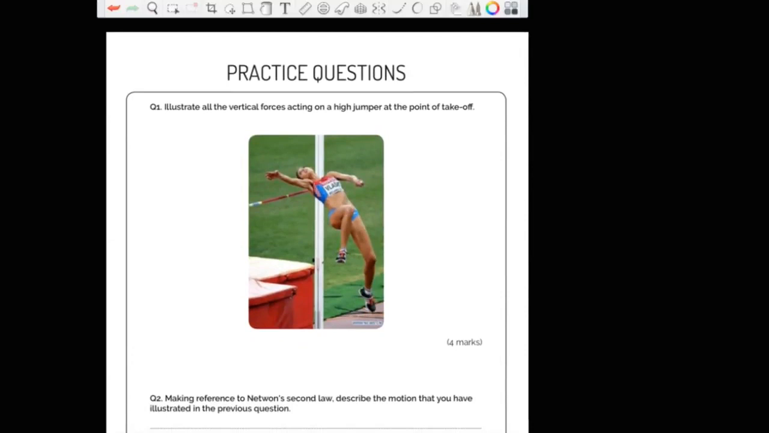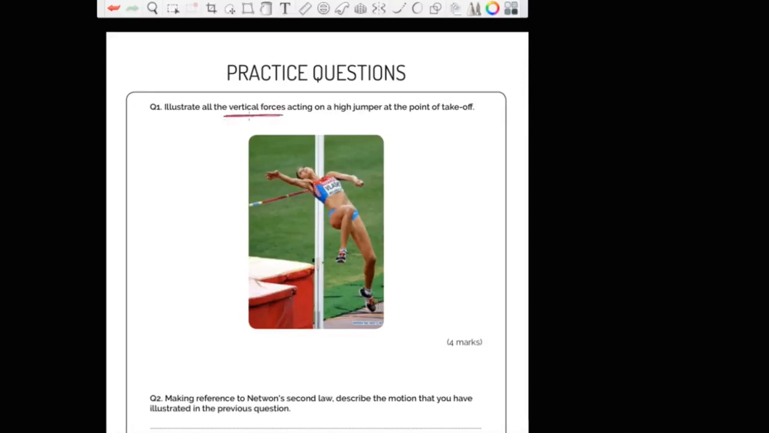So, illustrate all the vertical forces acting on a high jumper at the point of takeoff. And again, we took a long time to try and find this photograph. This is Blanka Vlasic, a really high quality high jumper. I think she may have retired now, but very close to. But a magnificent high jumper. Now, how would we illustrate this?